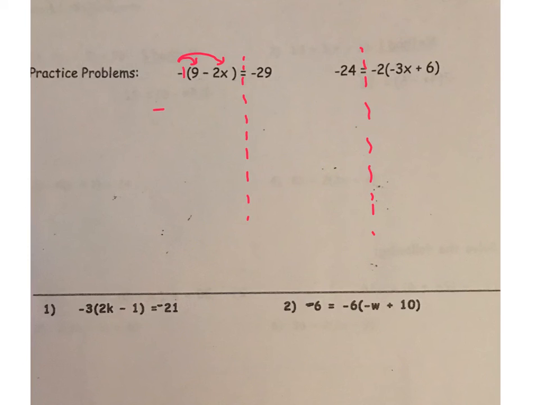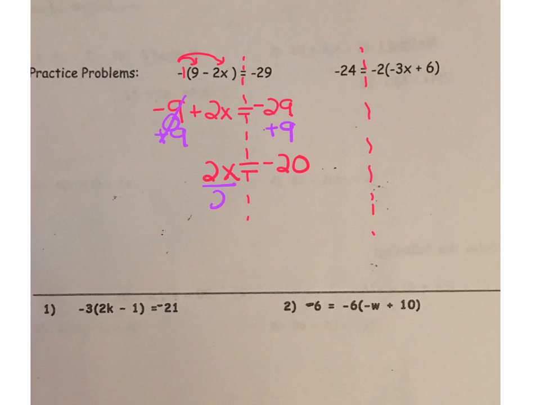We get -9 plus 2x equals -29. Now that our parentheses are gone, let's solve. We're going to add 9 to both sides. We get 2x equals -20. And then we're going to divide both sides by a +2.